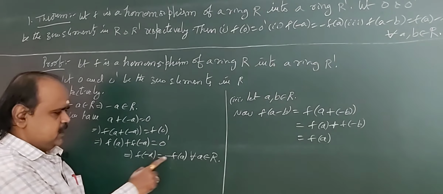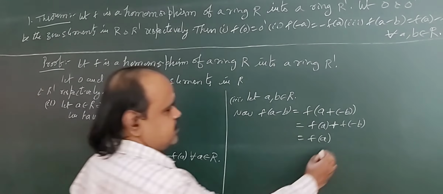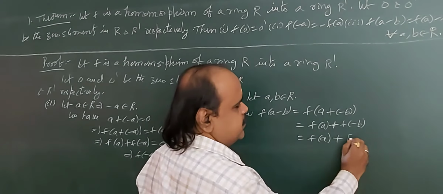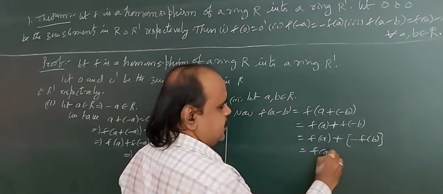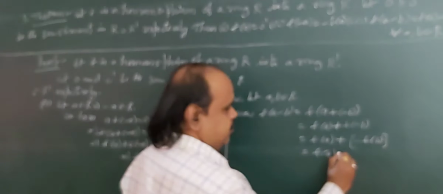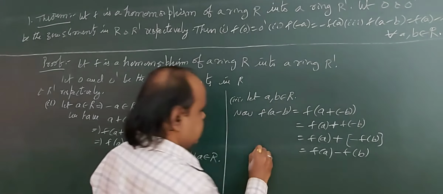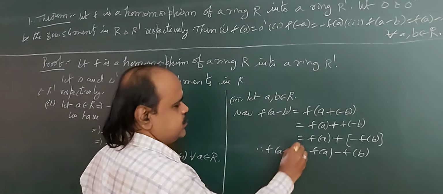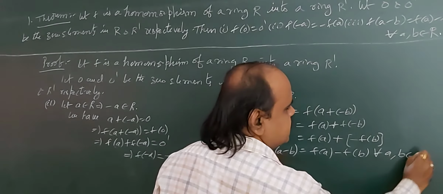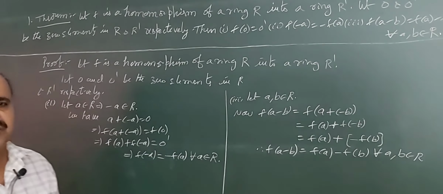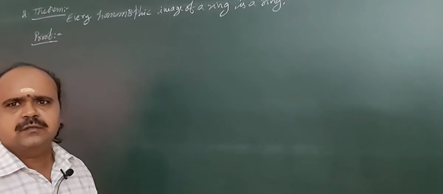f of minus a means minus f of a. In the like manner, f of minus b means minus f of b. So that equals f of a plus minus f of b. Therefore, f of a minus b equals f of a minus f of b for all a, b belongs to capital R. Okay, this is the last one.